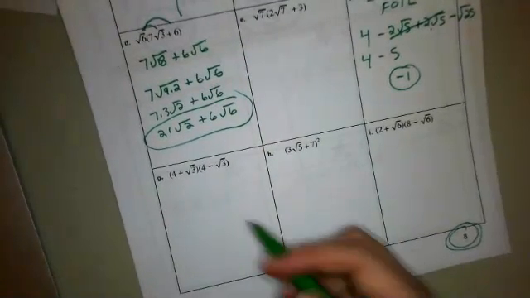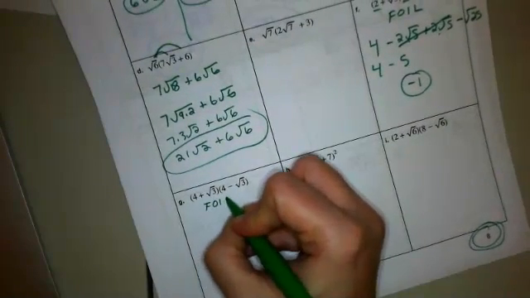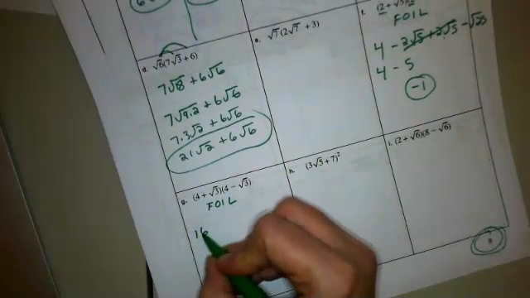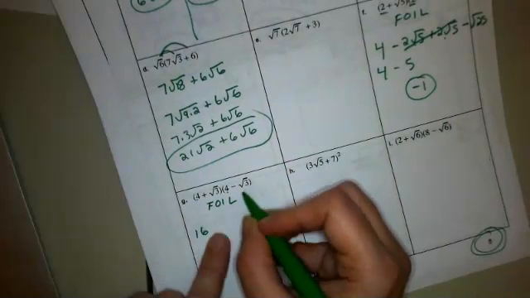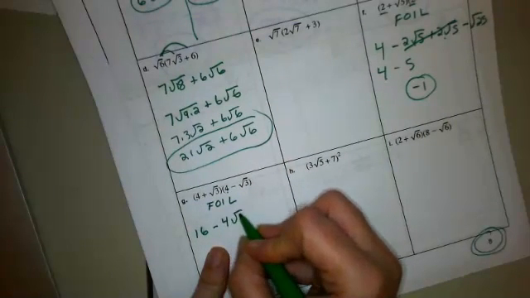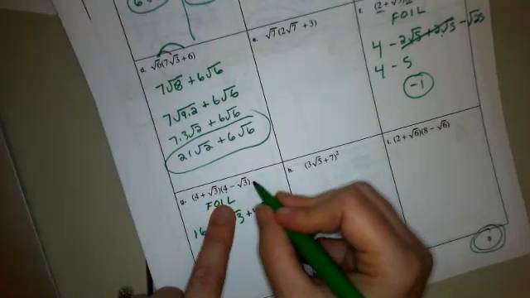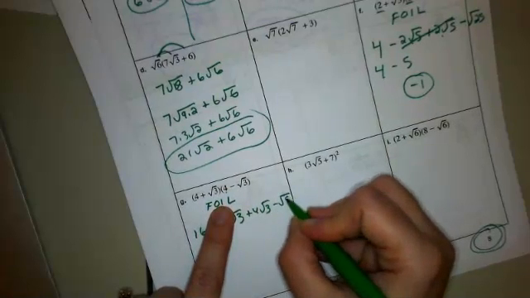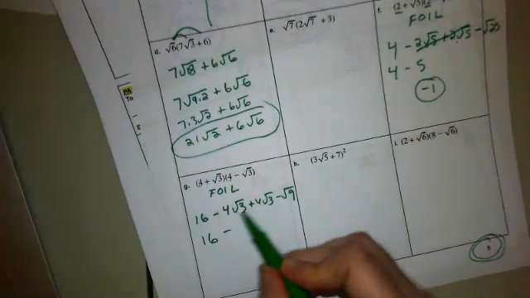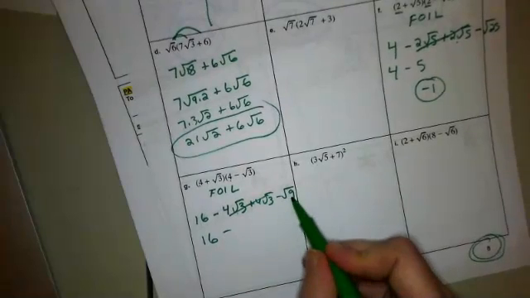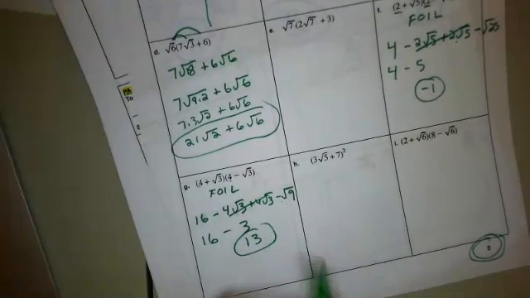Let's look at letter G. Okay, we've got, again, a FOIL situation here. 4 times 4, 16. Outer, 4 times negative square root 3, that's going to be negative 4 root 3. Inner, plus 4 root 3. Last, minus the square root of 9. Okay, we've got 16. Look at these two. They're opposites. They cancel. And then that's minus square root of 9, which is minus 3. So we get an answer of 13.